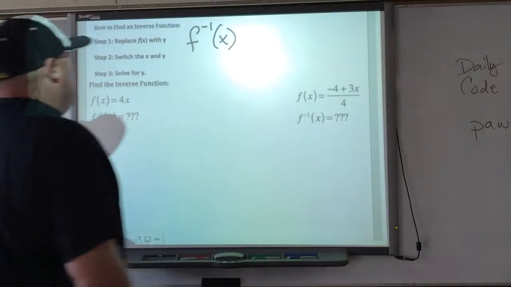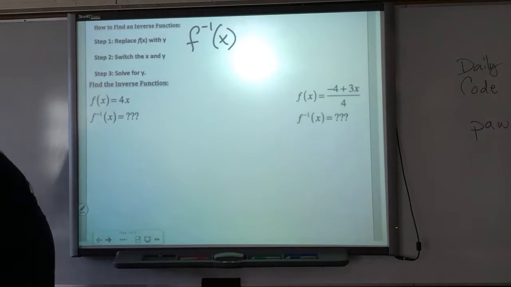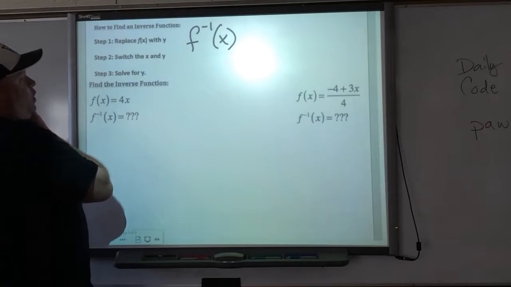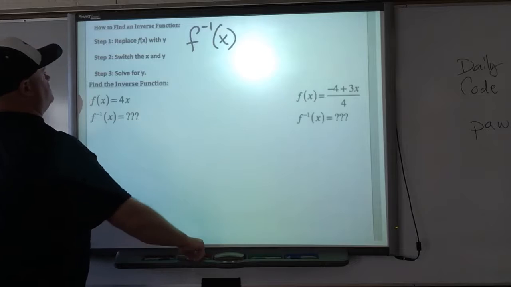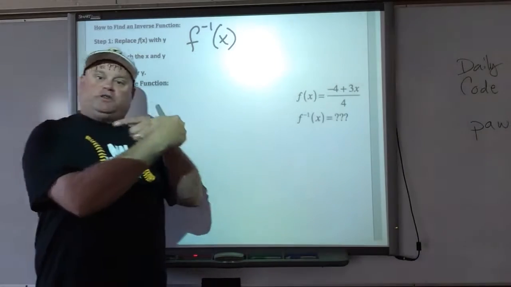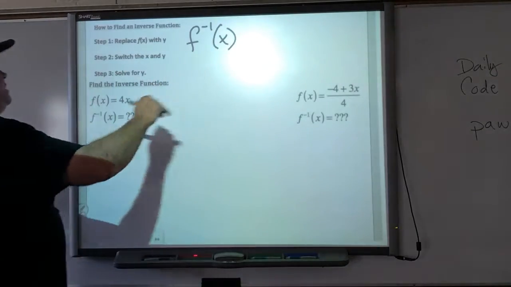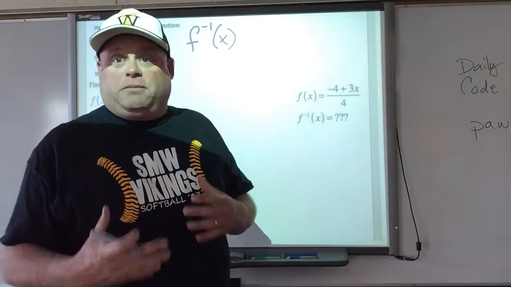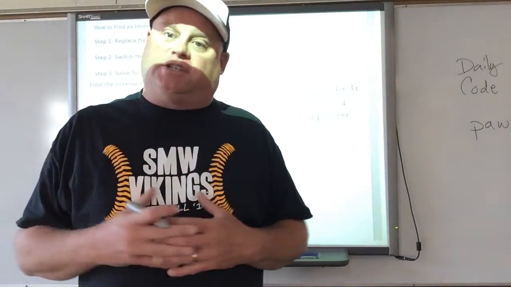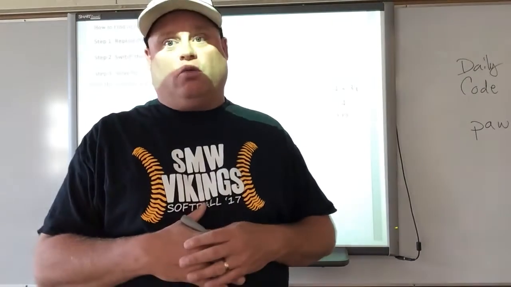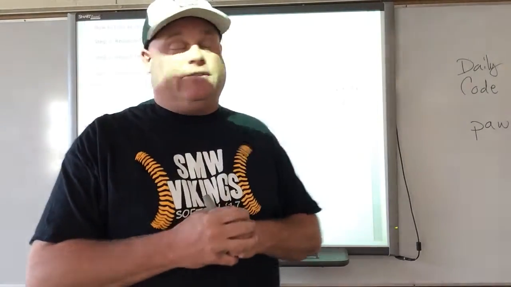All right, there are some clear steps for it. The first step is replace f of x with y. Step 2, switch the x and the y. So you're just going to switch places. Step 3, solve for y. Guys, this is really going to be somewhat simple if you can just follow along, work a few problems, and do a little bit of work. This should be relatively easy for you.